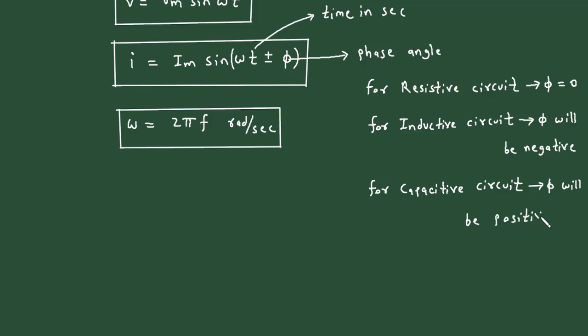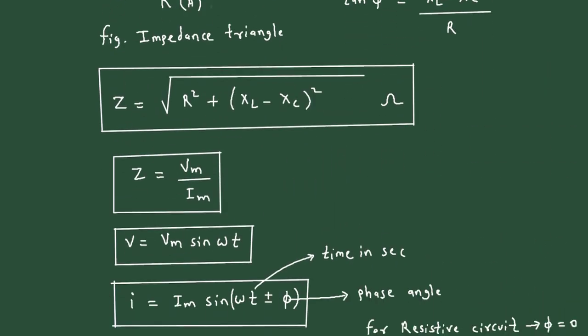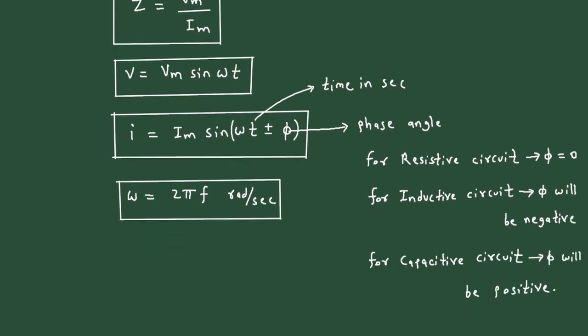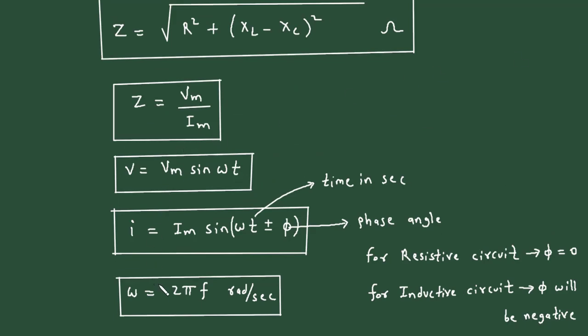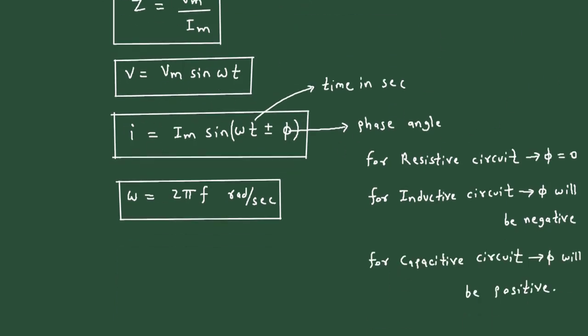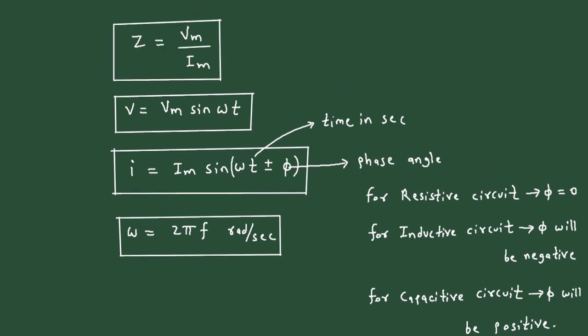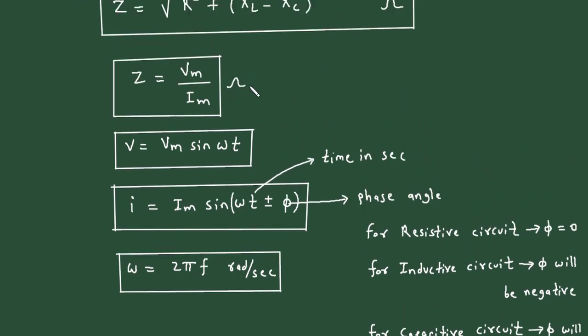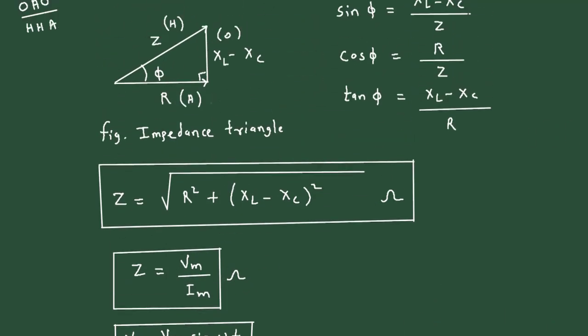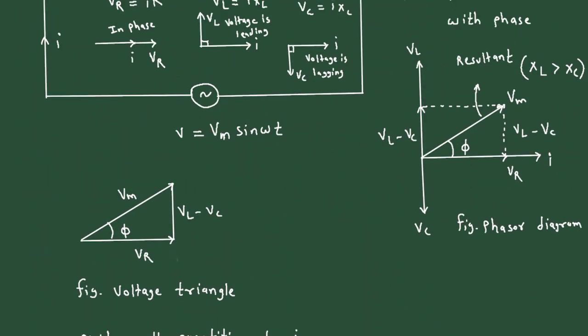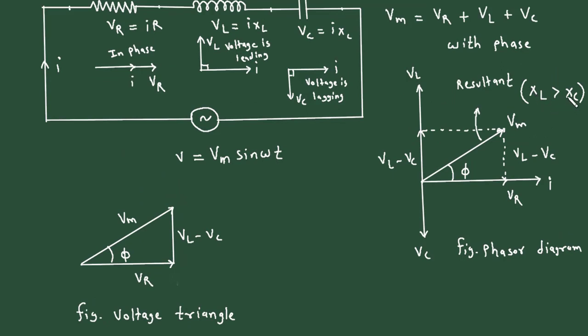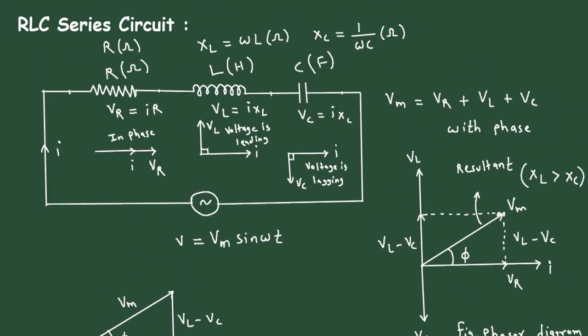This is the impedance, voltage, current and angular frequency. Also remember, the unit of impedance is ohm. And we have calculated this for XL greater than XC. So this is all about the RLC series circuit.